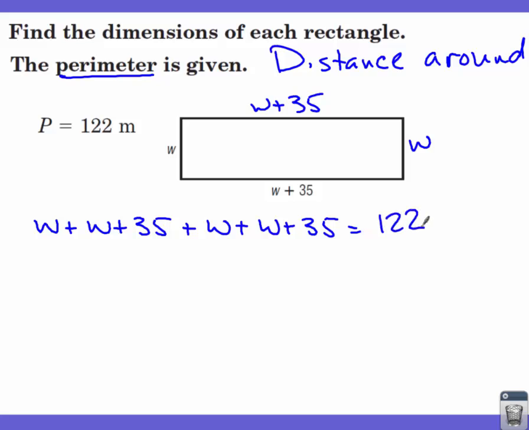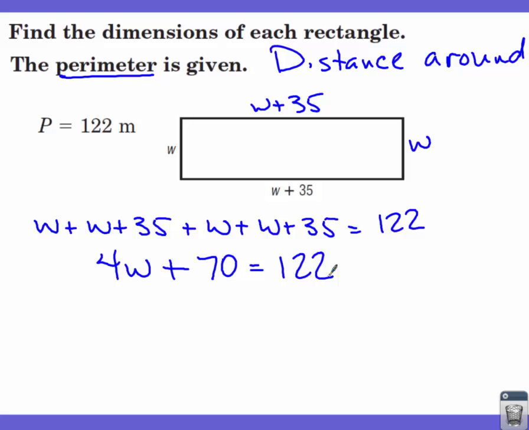Now we go back to combining like terms. So I've got the W, the W, the W, and the W, which gives me 4W plus, and I've got 35 and 35, which gives us 70, which is all equal to 122. Now it looks just like one of the previous problems.